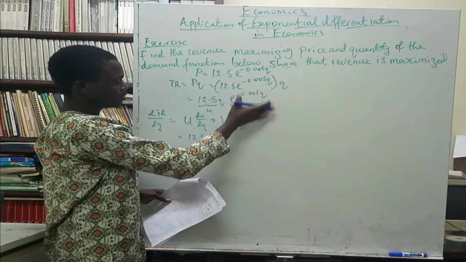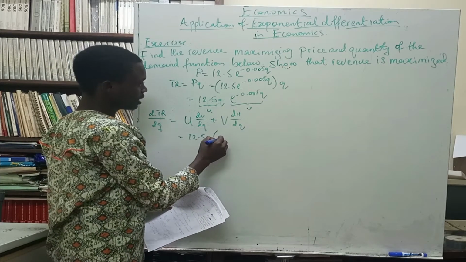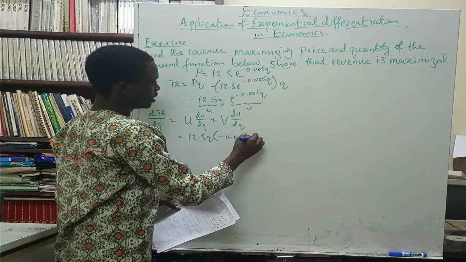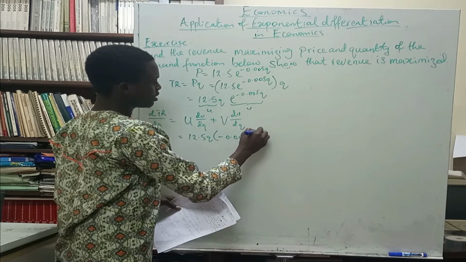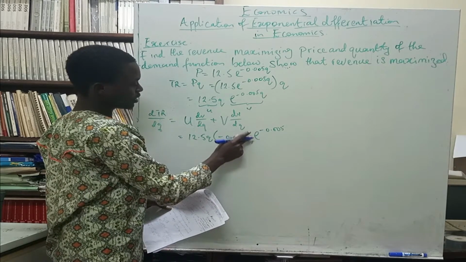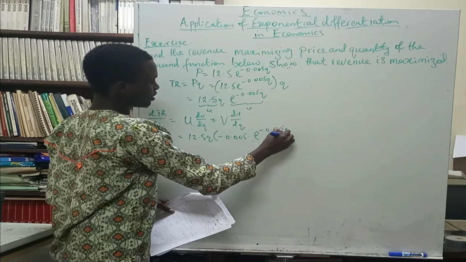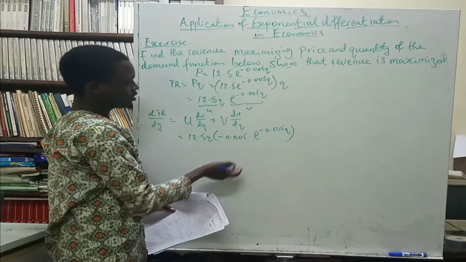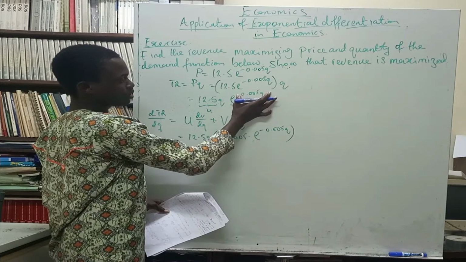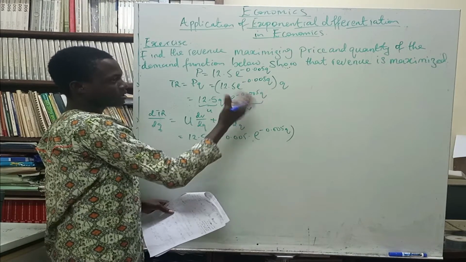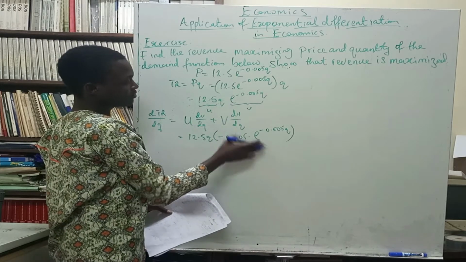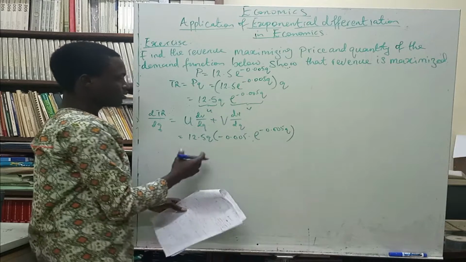So we have 12.5 Q times minus 0.005 e raised to minus 0.005 Q. I hope you understand how I got this. It's this multiplied by the differentiation of its power. When you differentiate the power, you have minus 0.005 times e itself. So we are done with the first part.